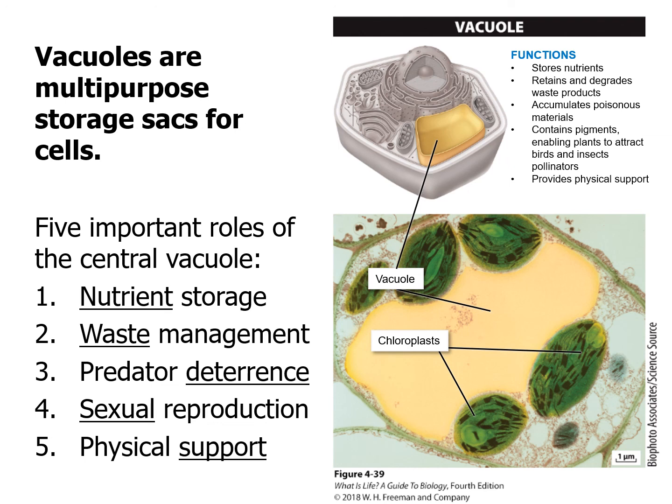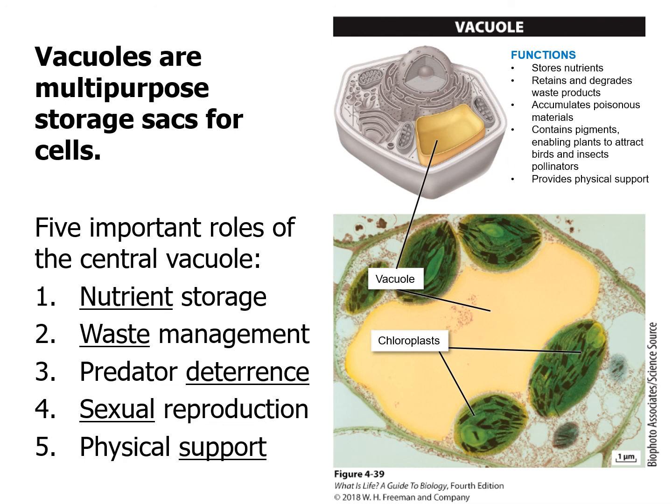The third is predator deterrence. The poisonous, nasty tasting materials that accumulate inside the vacuoles of some plants make a powerful deterrent to animals that might try to eat parts of the plant. So it might end up tasting bitter or sour, just not good in general. That's kind of how you can tell if something's poisonous as well. Sexual reproduction is the next function. And that is the vacuole may contain pigments that give some flowers their red, blue, purple, or other colors, enabling them to attract birds and insects that help the plant reproduce by transferring pollen.